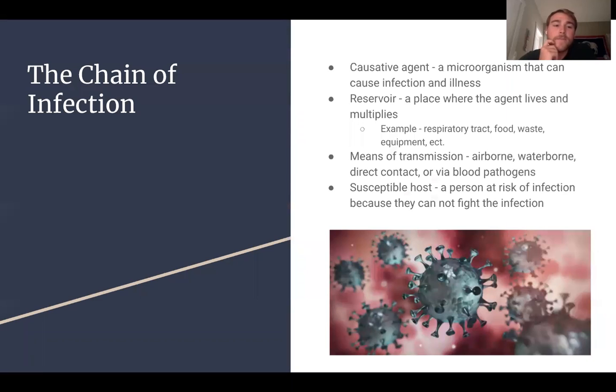Okay, so the chain of infection basically describes everything a disease or microorganism needs to successfully spread. The first thing you need is a causative agent. That could be any type of microorganism that can cause infection and illness. The second thing you need is a reservoir, and that's a place where the agent lives and multiplies. So an example of that would be the respiratory tract, digestive tract, food, waste, any kind of equipment that could be being used. And then the third thing you need is a means of transmission.